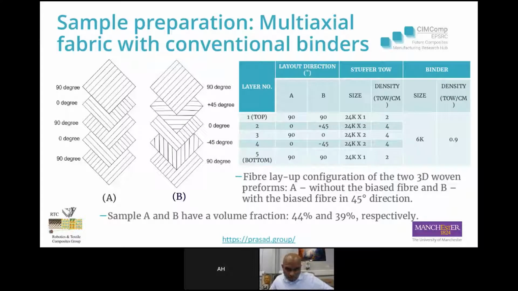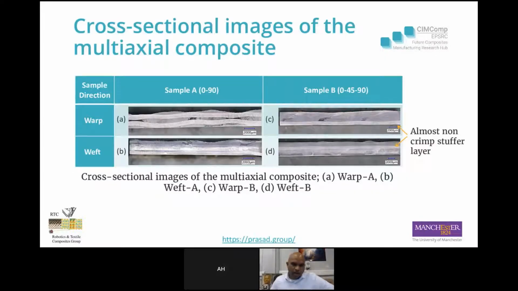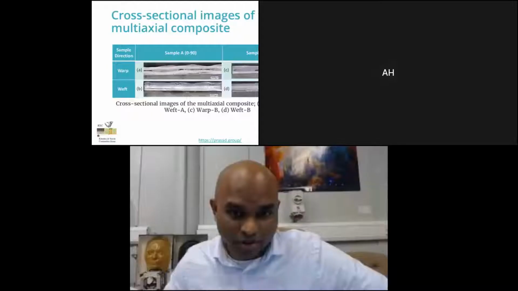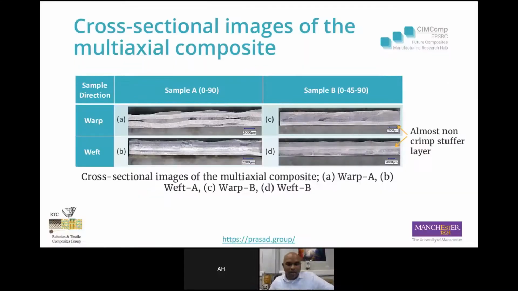This is a table comparing the fabric structures of sample A without bias fibers and sample B with bias fibers in 45-degree direction. We resin infused the samples. On the left side is the cross-section image in warp and weft direction of sample A, and on the right side it's sample B. Sample A does not have bias fibers, and sample B has bias fibers. From the image, you can see that there is almost no crimp in the stuffer layers in sample B.